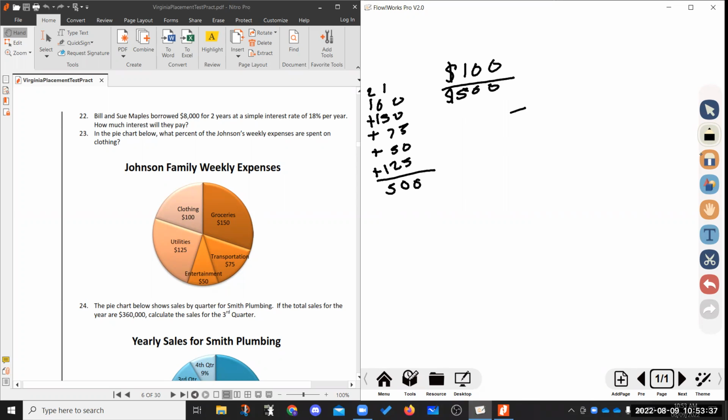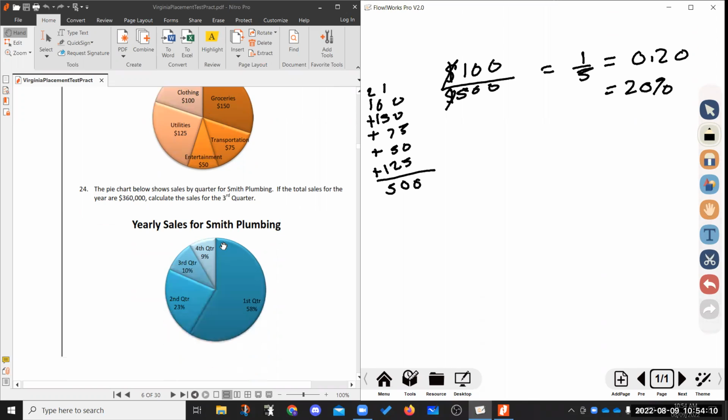weekly budget. So that is, this will cancel, divide by 100 for both of them. That's 1/5, which is the same thing as 2/10, which is the same thing as 20%. And does that look right, that that's about 1/5? That if I have another 1, 2, 3, 4 of those stacked around there, that it would make the whole circle? It sure does, right?